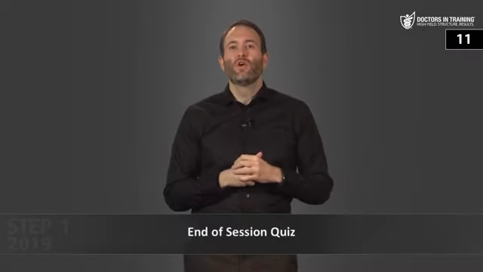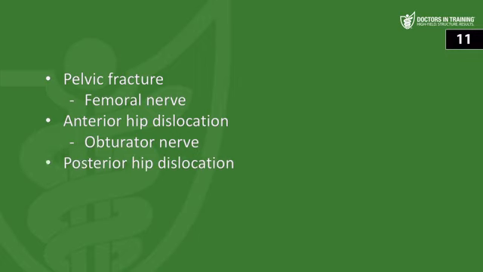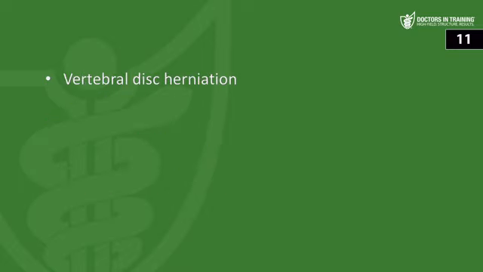First question, which nerve would most likely be damaged with the following injuries? So first we have a pelvic fracture. Think about your femoral nerve. Next we have the anterior hip dislocation. Think of obturator nerve. Next we have posterior hip dislocation. That's going to be the superior and inferior gluteal nerves. Next we have vertebral disc herniation. That's going to be sciatic nerve.